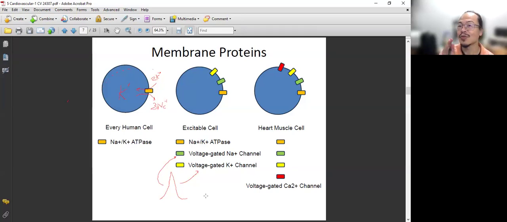Now, the heart is an excitable cell because it's a muscle cell. But in order to become a heart muscle cell, you need to further upgrade it.